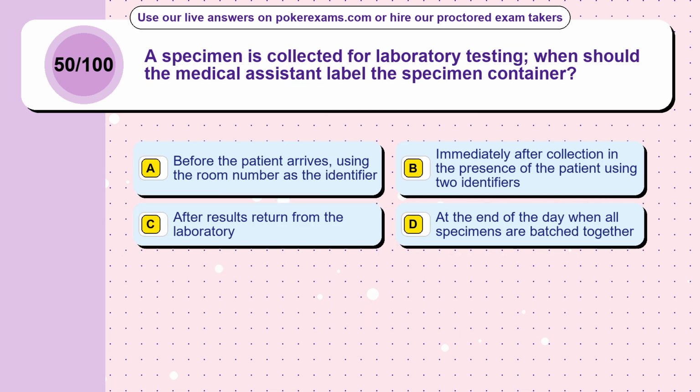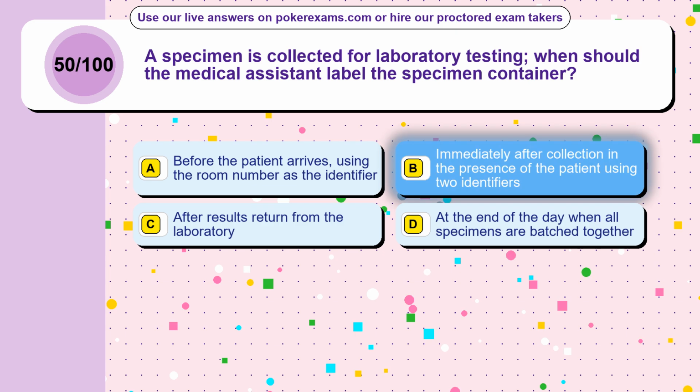Question 50. A specimen is collected for laboratory testing. When should the medical assistant label the specimen container? Option A. Before the patient arrives, using the room number as the identifier. Option B. Immediately after collection in the presence of the patient using two identifiers. Option C. After results return from the laboratory. Option D. At the end of the day when all specimens are batched together. The correct answer is option B.